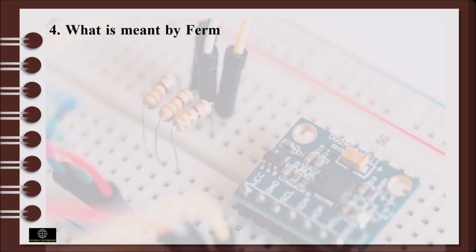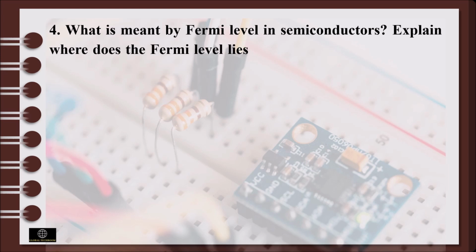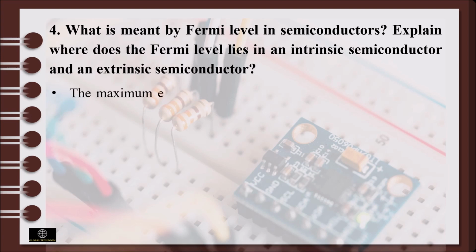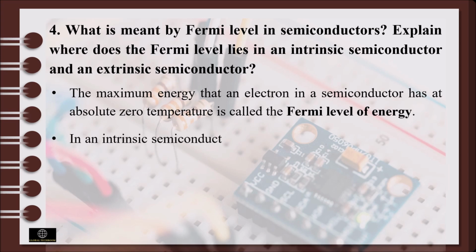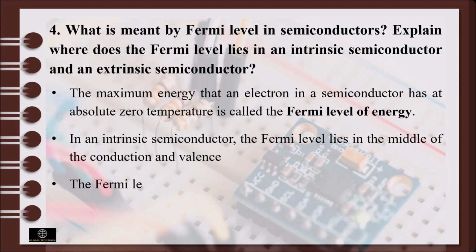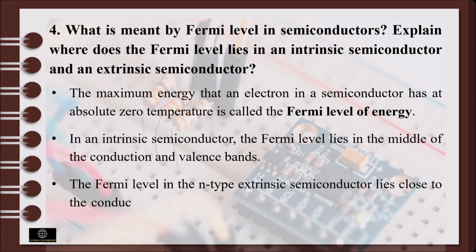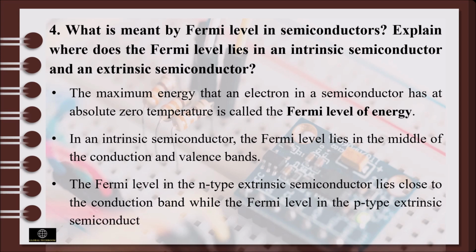What is meant by Fermi level in semiconductors? Explain where the Fermi level lies in an intrinsic semiconductor and an extrinsic semiconductor. The maximum energy that an electron in a semiconductor has at absolute zero temperature is called the Fermi level of energy. In an intrinsic semiconductor, the Fermi level lies in the middle of the conduction band and the valence band, while in case of N-type extrinsic semiconductor, the Fermi level lies close to the conduction band, and for the P-type extrinsic semiconductor, it lies close to the valence band.